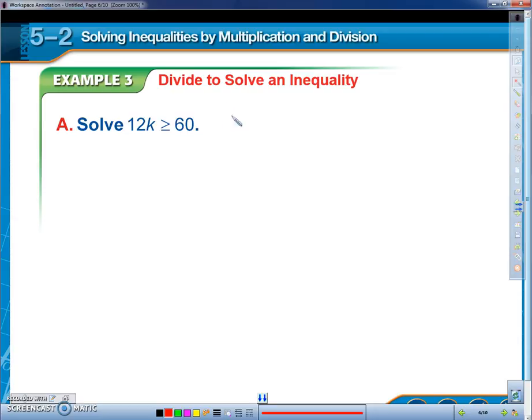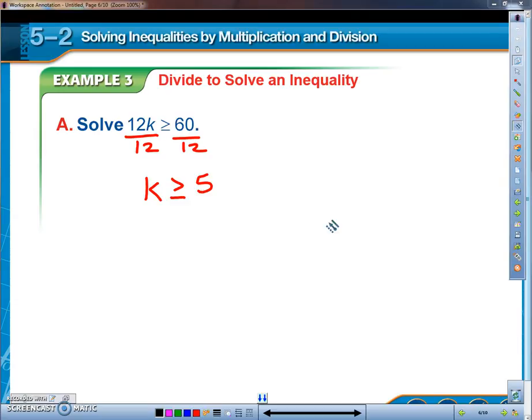Just like before, if it was just 12k equals 60, we would divide both sides by 12 and it would work out fine. So now all we're going to do is divide by 12. Now we're dividing by a positive 12, so the sign stays the same. K is greater than or equal to 5.